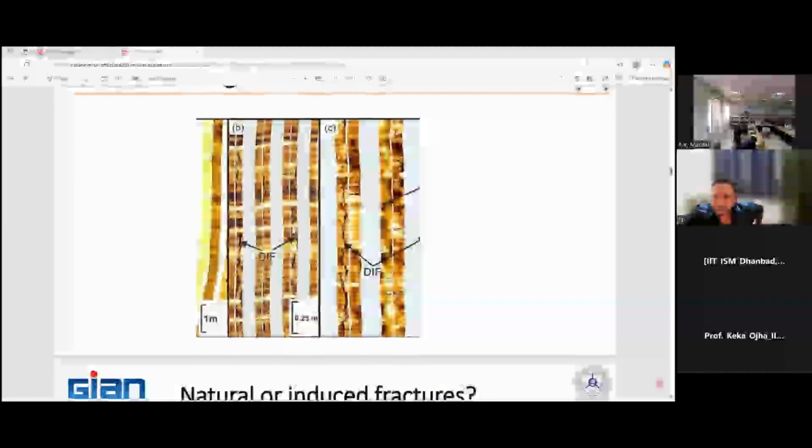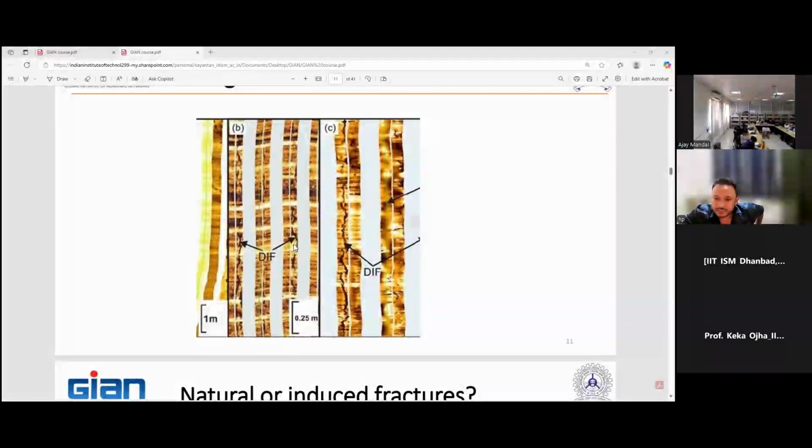Because it's filled with drilling mud, and drilling mud has lower resistivity compared to the matrix. So that's why it looks dark. Okay.